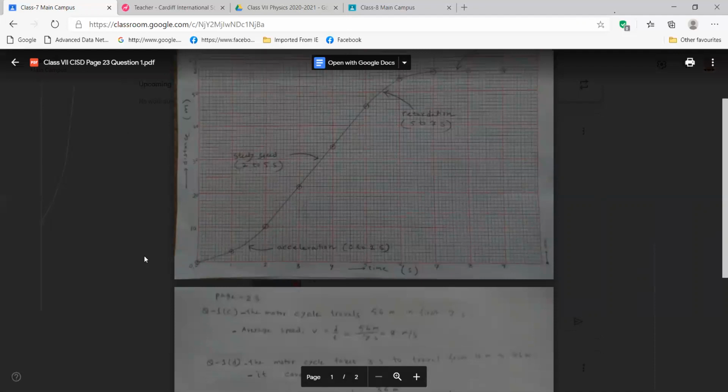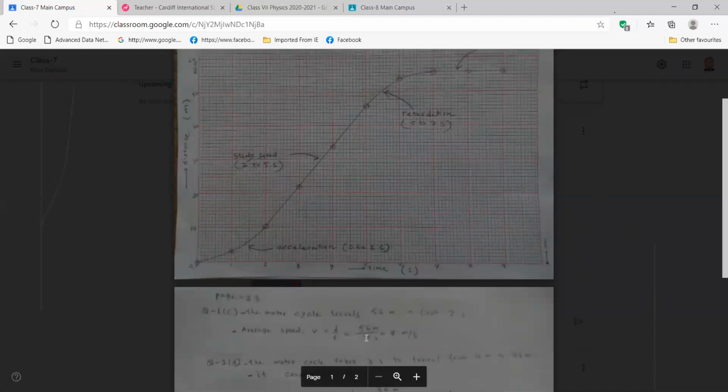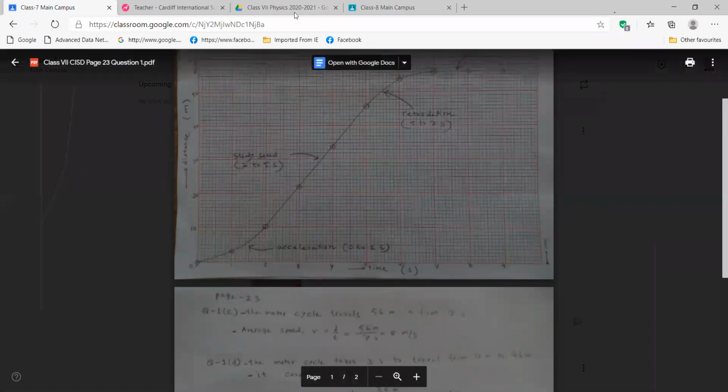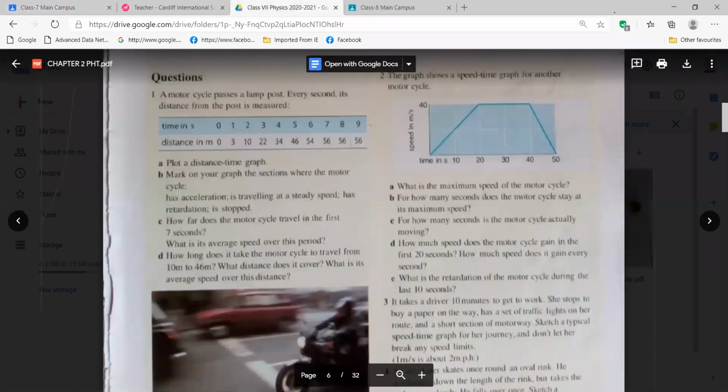Can you see the solution here? Question 1C. Yes, sir. I am showing also the solution, 56 meter by 7. You should do it this way, then you can remember everything easily. Write the formula, don't only write the answer. Write the formula, then you put the values. Okay.